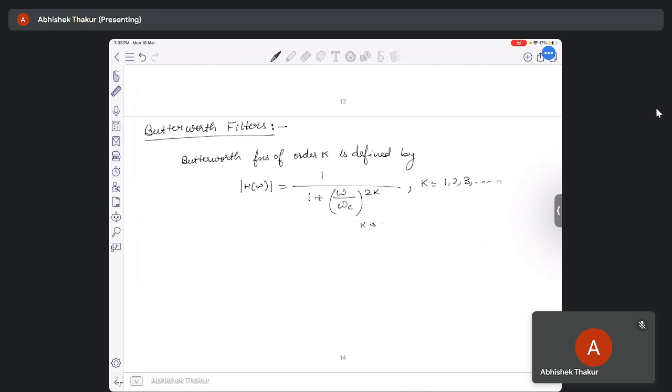So here k is the order of the filter, and omega c is the cutoff frequency of this filter. So for described values of the tolerance parameters, that is epsilon and delta. So what are epsilon and delta? First we will see that. First we will see the tolerance diagram.